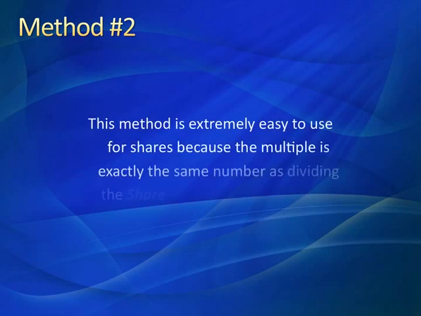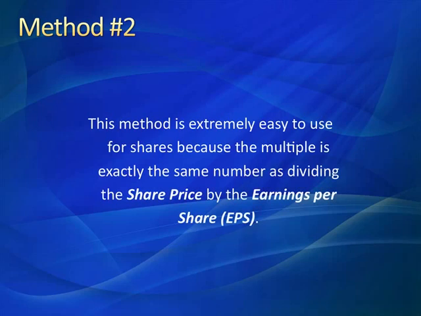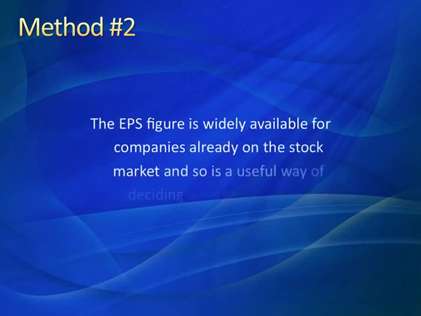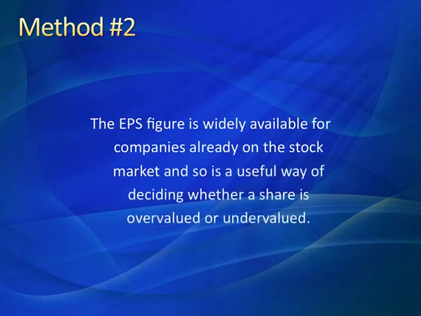This method is extremely easy to use for shares because the multiple is exactly the same number as dividing the share price by the earnings per share, EPS. The EPS figure is widely available for companies already on the stock market and so is a useful way of deciding whether a share is overvalued or undervalued.